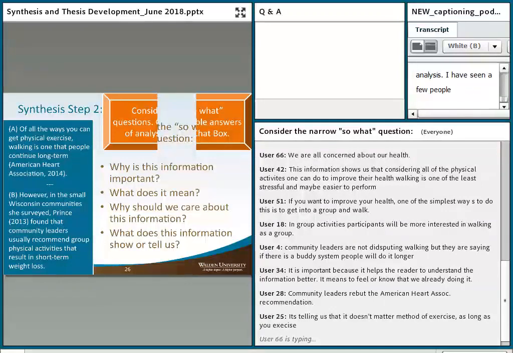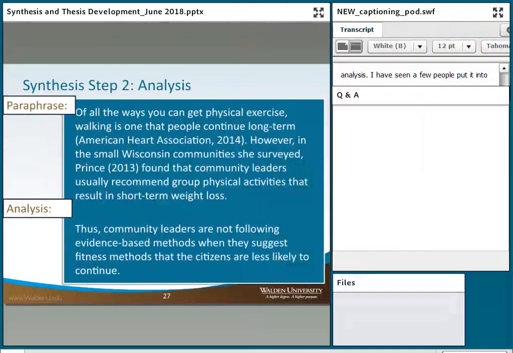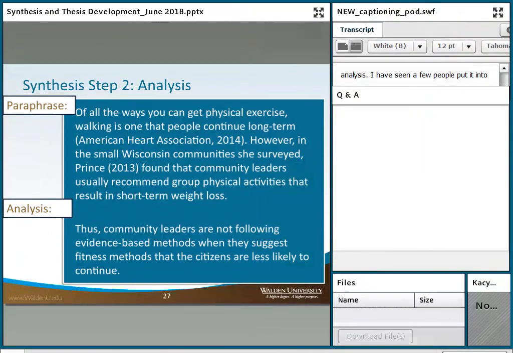And I've seen a few people talk about how it helps put into context different situations. So a small community might be different than a large community. I saw someone write in about specific amenities that might be necessary. Maybe small communities don't have the same kinds of walking paths or the same kinds of facilities that a larger area might have. It's asking us to consider all of the different aspects of different physical activities. So great job. Thank you so much for participating.